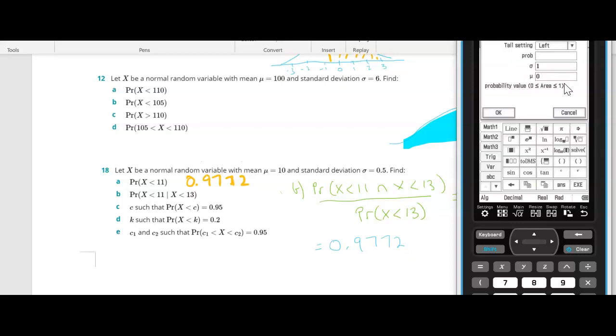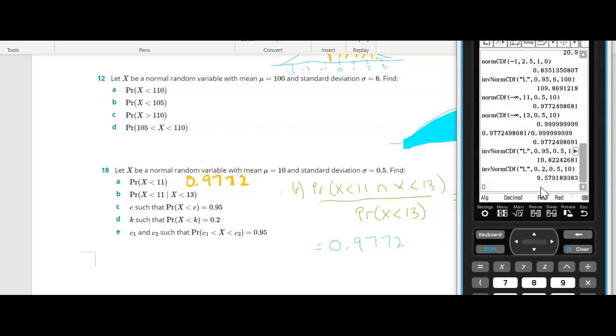This time we want the probability of less than k to be 0.2. So we're going to use left again, 0.2, and then the standard deviation is 0.5 and the mean is 10. I don't know whether you can hear that, Sarah. Hopefully everything's okay. So 9.5792.